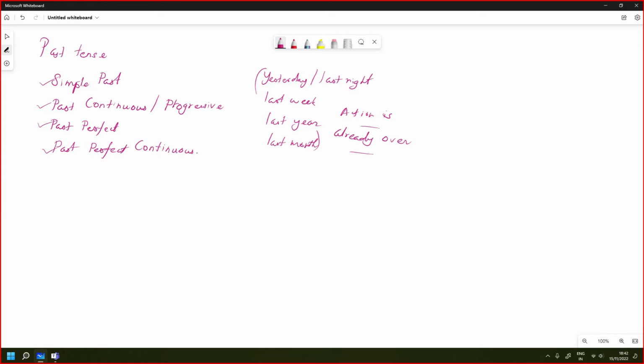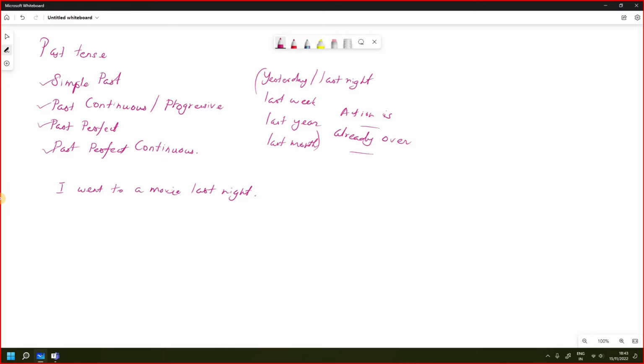So what you should know with the simple past tense is this. The first thing that you have to understand is, I'll give an example so you will understand it easily. For example, you say, I went to a movie, okay, a movie last night.